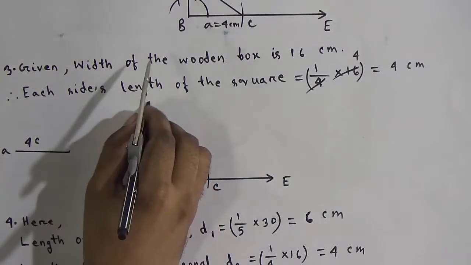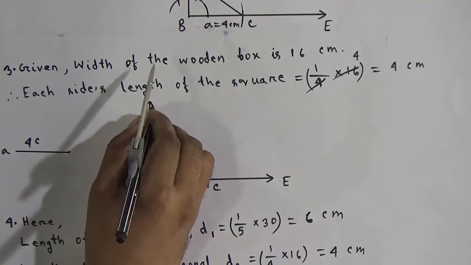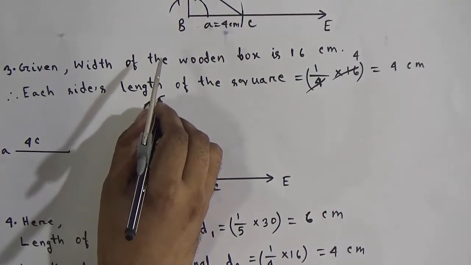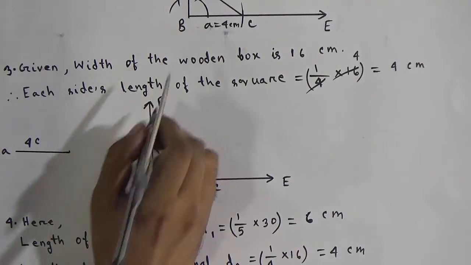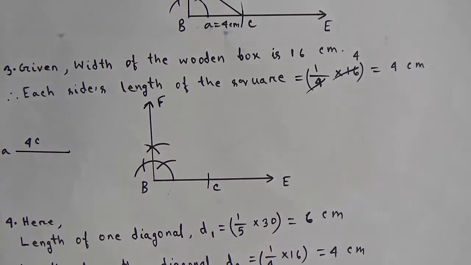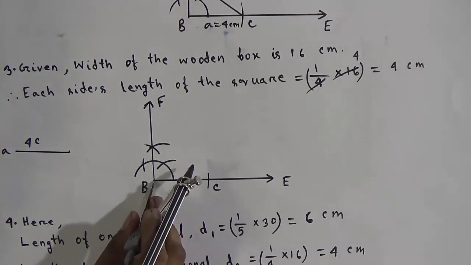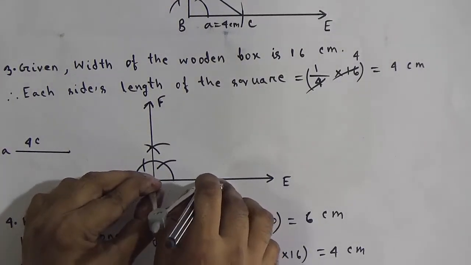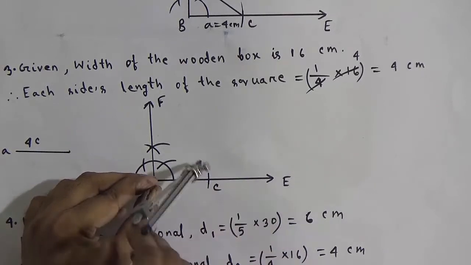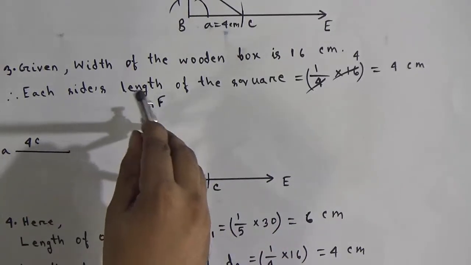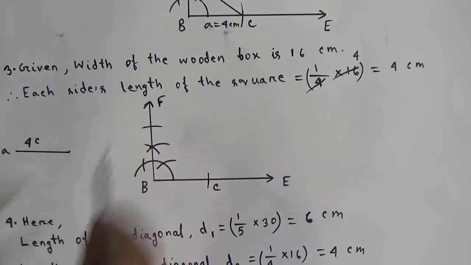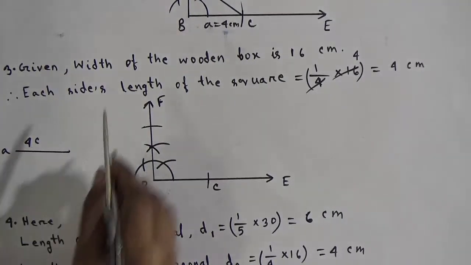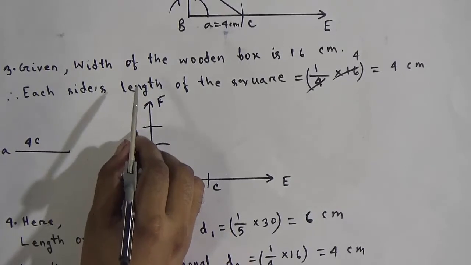The name of the perpendicular is BF. Now, from BF, I will cut a line segment which length will be 4 cm, because each side of the square will be 4 cm here. Length of BC is 4 cm. So, now, I have got a new point and I will consider the name of this point is A.